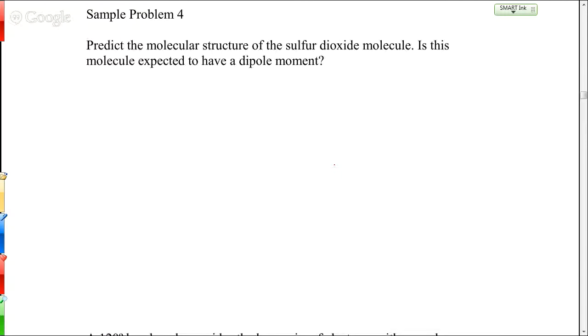All right, so to practice that, see if you can come up with a structure for the sulfur dioxide molecule, SO2, and then determine whether or not you expect it to have a dipole moment.